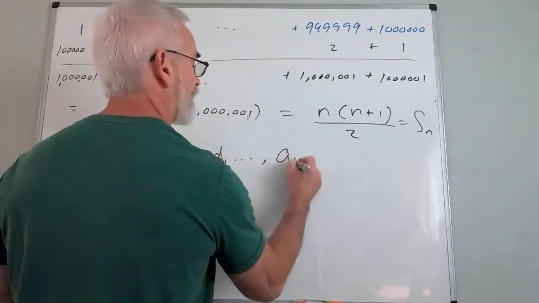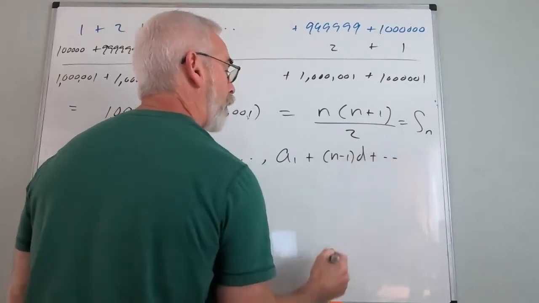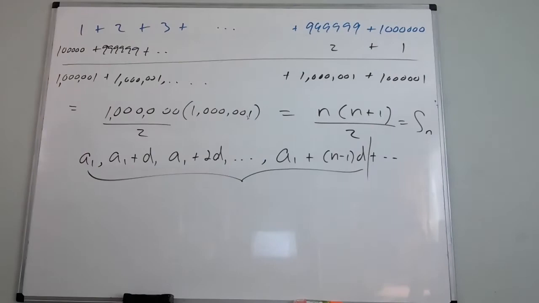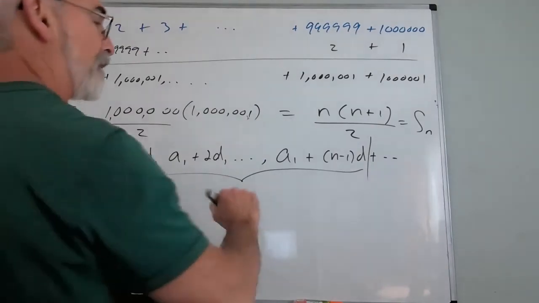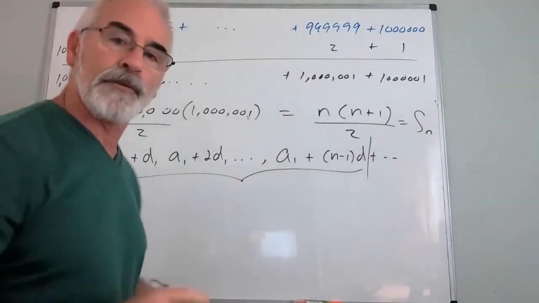The nth term was A1 plus n minus 1 jumps of D. Well, what if I wanted to add the first n terms? Using the same reasoning, I add the first term to the last term, the second term to the second last term, and so on.